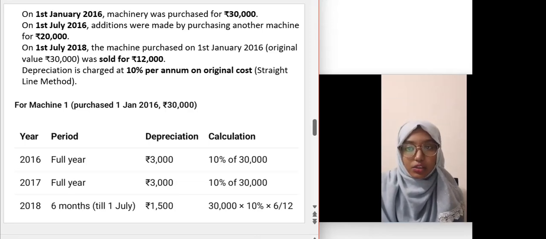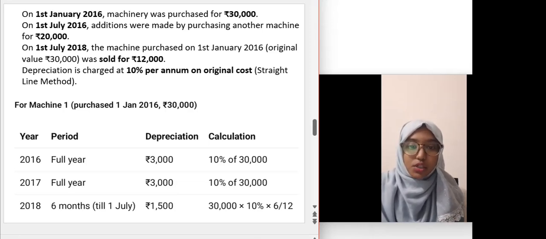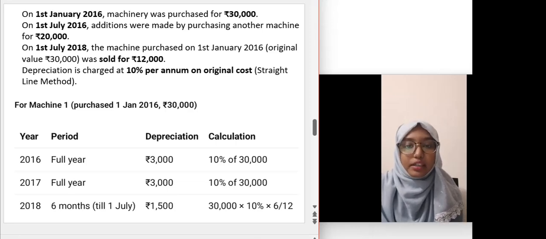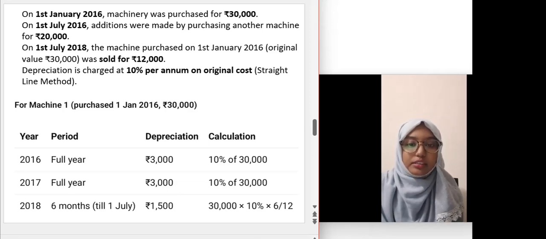So here goes the calculation for machine 1 separately and for machine 2 separately. Machine 1 was purchased on January 1, 2016 for 30,000. On that, depreciation of 10%, 3,000, we will calculate fully. And in the year 2017, there are no changes, no sale, nothing.